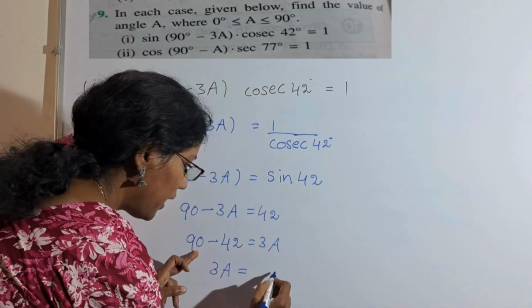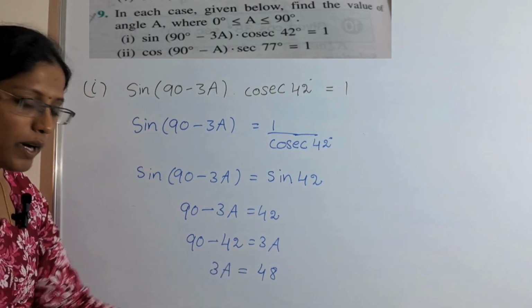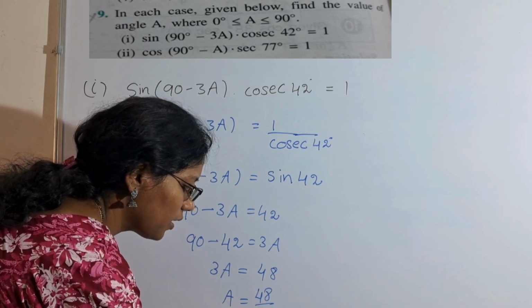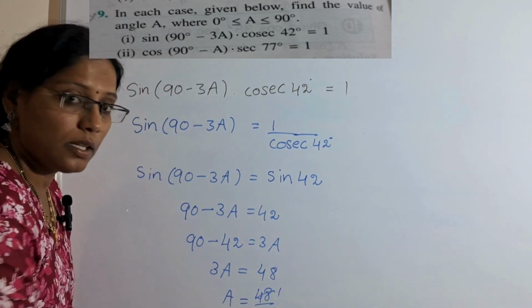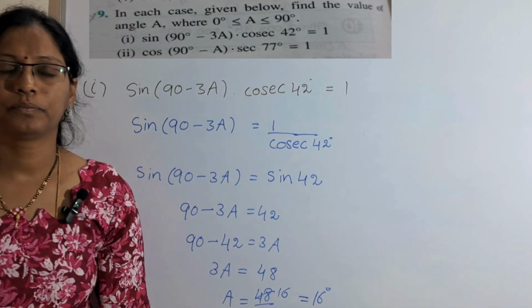Here 90 minus 42 is 48. 3 shifts to the right side. a is equal to 48 by 3. 3 sixteens are 48, so it is 16 degrees.